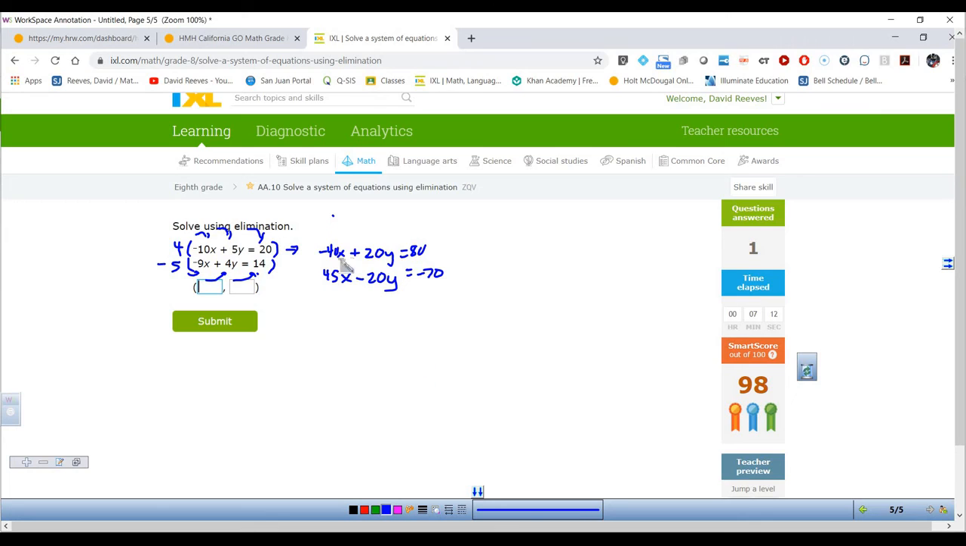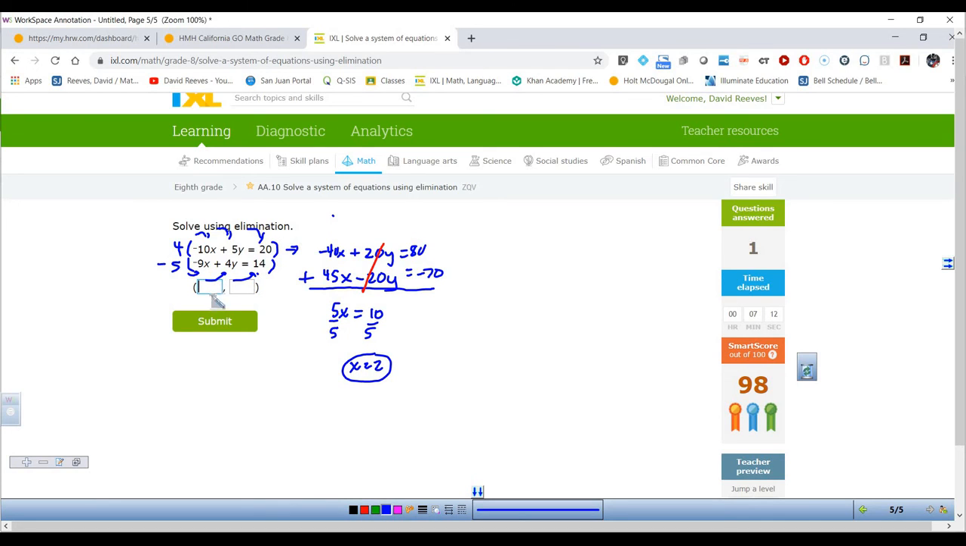Again, you could pull it up on your calculator if you needed to do that. And I'm adding because Mr. Reeves always uses addition when he has a choice. So then right here, those are going to cancel because they're opposites, right? What are 45 positives plus 40 negatives? I get 5x equals 10. And then I divide by 5 and I get x is equal to 2.